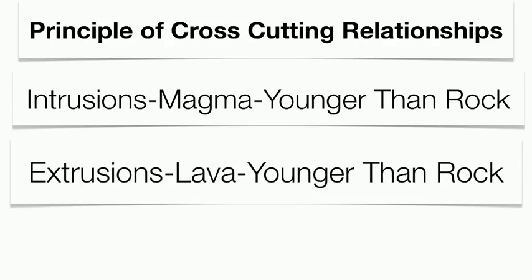Now, you also have the principle of cross-cutting relationships, and that deals with intrusions, which is magma, igneous material deep inside the Earth. That's always going to be younger than the rock around it. You also have extrusions, which are lava flows. They're also going to be younger than the rock around it. Any type of deformation or alteration to the rock is always older than the processes that touch it, whether it's intrusions, extrusions, folding, faulting, or tilting.